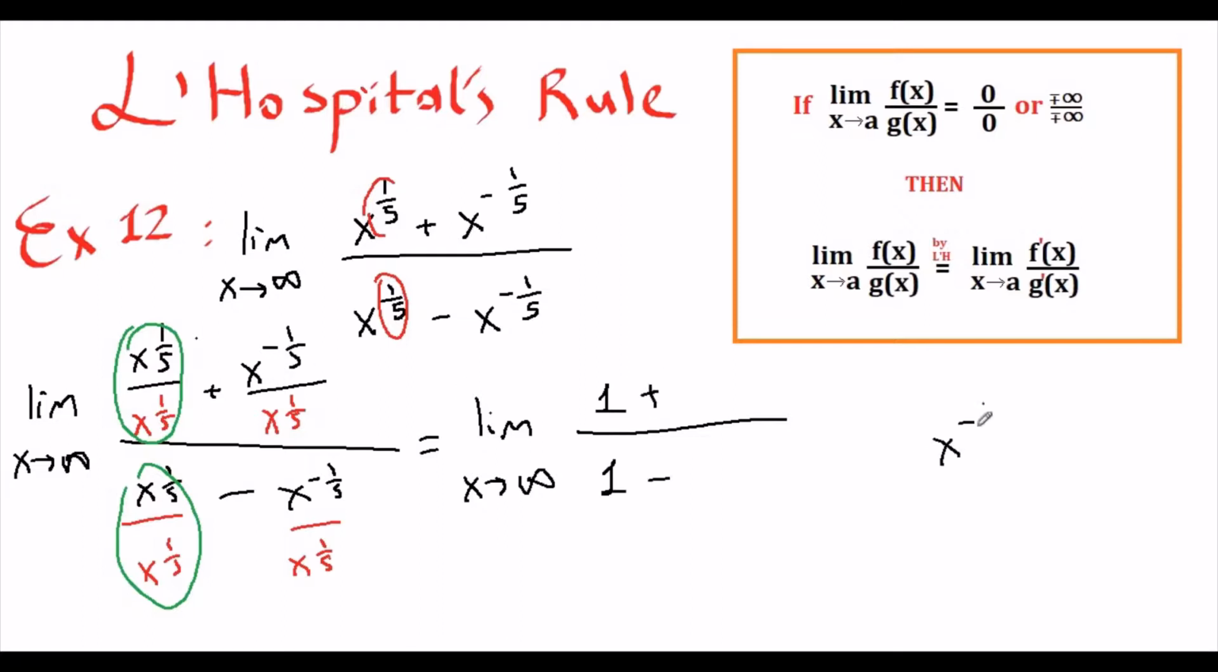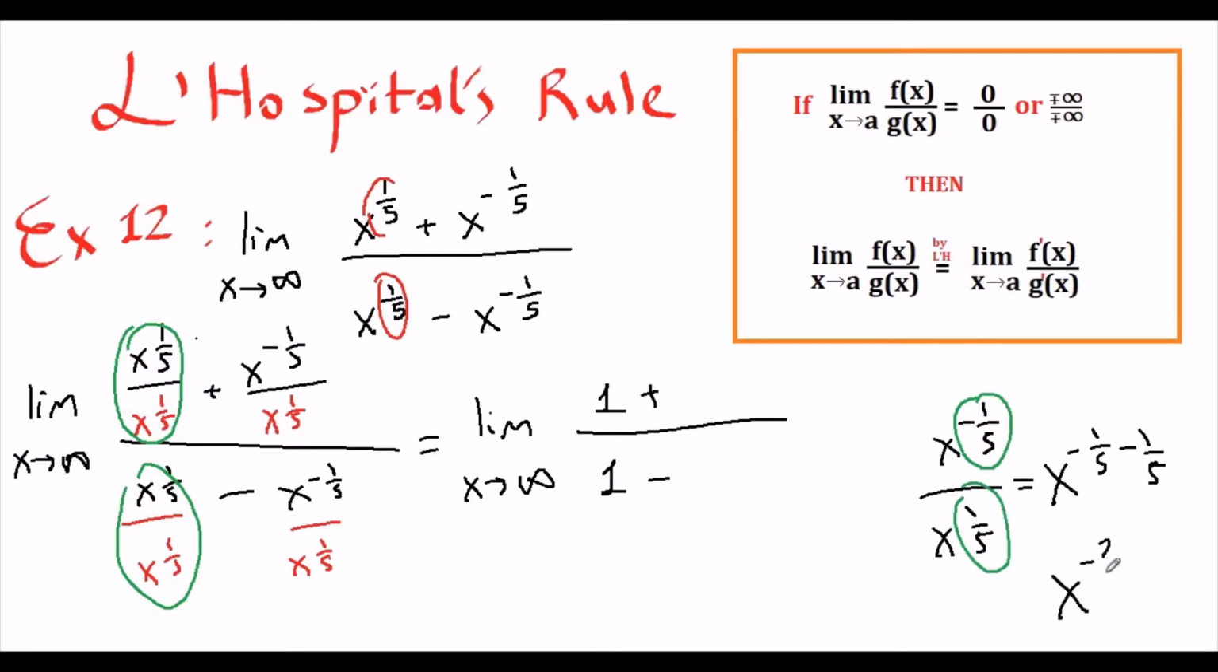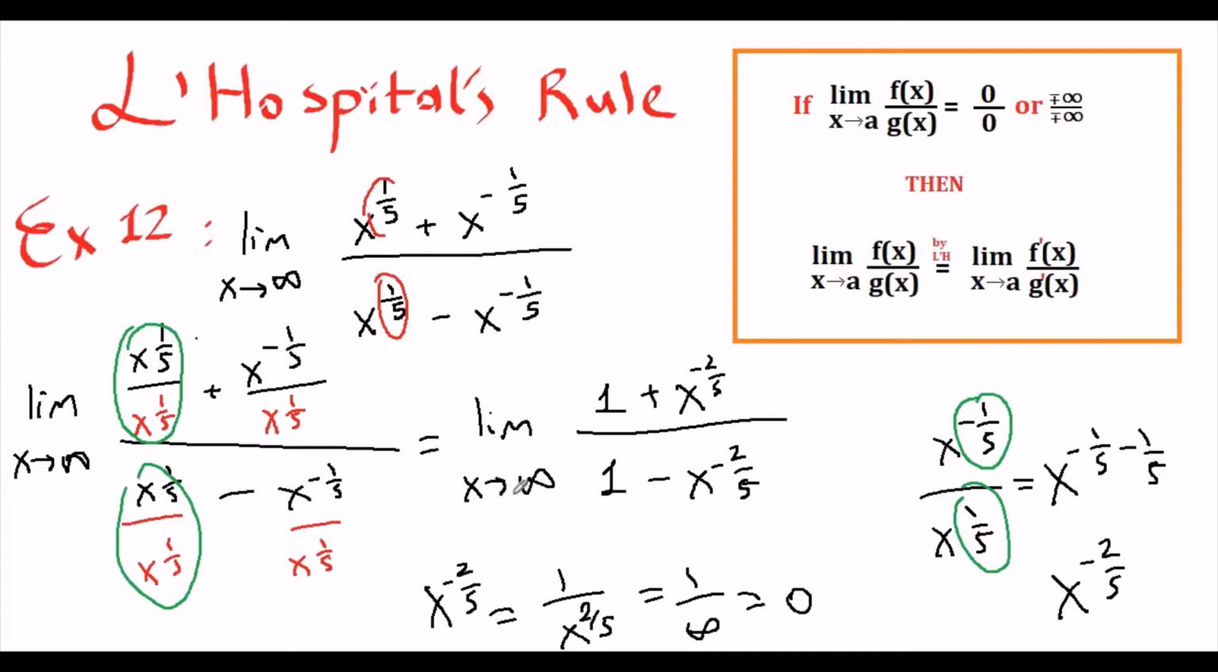x to the negative 1/5 divided by x to the 1/5 is equal to x to the negative 1/5 minus 1/5. We can merge the powers using the exponent rules. So this is going to be x to the negative 2/5. Similarly, same number, so we obtain x to the negative 2/5. And x to the negative 2/5 is equal to 1 over x to the positive 2/5. And when we plug in infinity, 1 over infinity is equal to 0. So as x is approaching infinity, this term goes to 0, and this term goes to 0, because it is 1 over infinity. So we have 1 over 1, which is 1. So this limit is approaching 1.